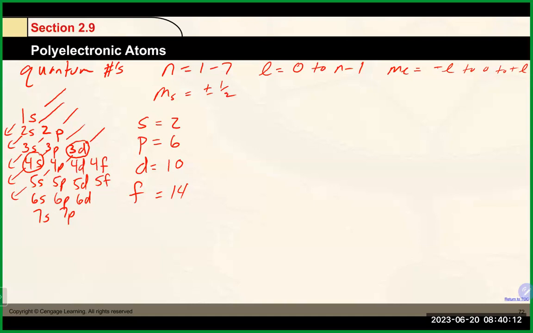We also talked about orbital diagrams. An orbital diagram is when we use boxes or lines, if you want, to represent the different orbitals. And obviously, you would fill in the orbitals as you go through it.